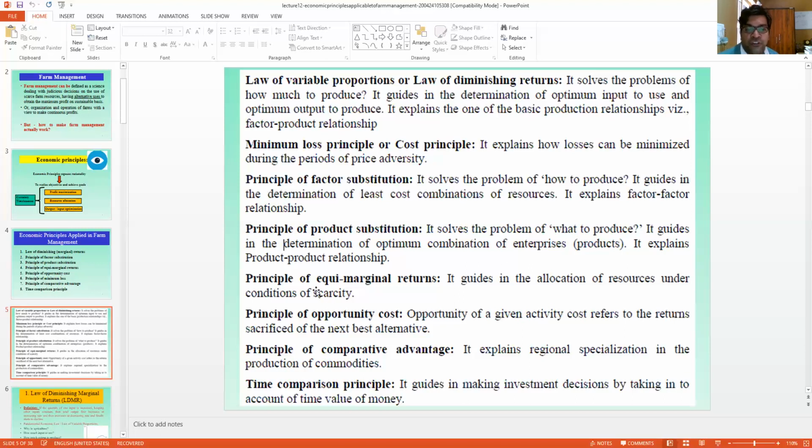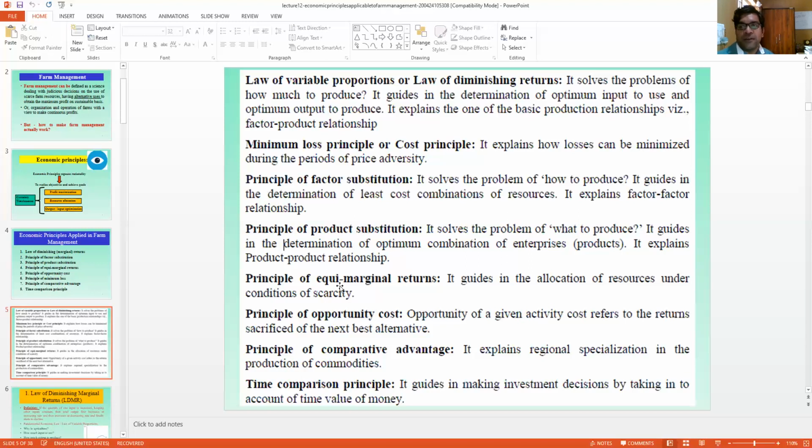Then the principle of equi-marginal returns. Equi means equal. What is marginal? Additional. You know, right? Marginal cost, marginal product. What is marginal cost? What is the formula for it? Marginal cost means additional cost. It means delta TC upon delta Y. Marginal cost, MC: the additional change in total cost to the additional change in output, delta Y. Or if you go for marginal input cost, MIC, it is delta TC upon delta X, because input, right? So the additional change in total cost to the additional change in input.